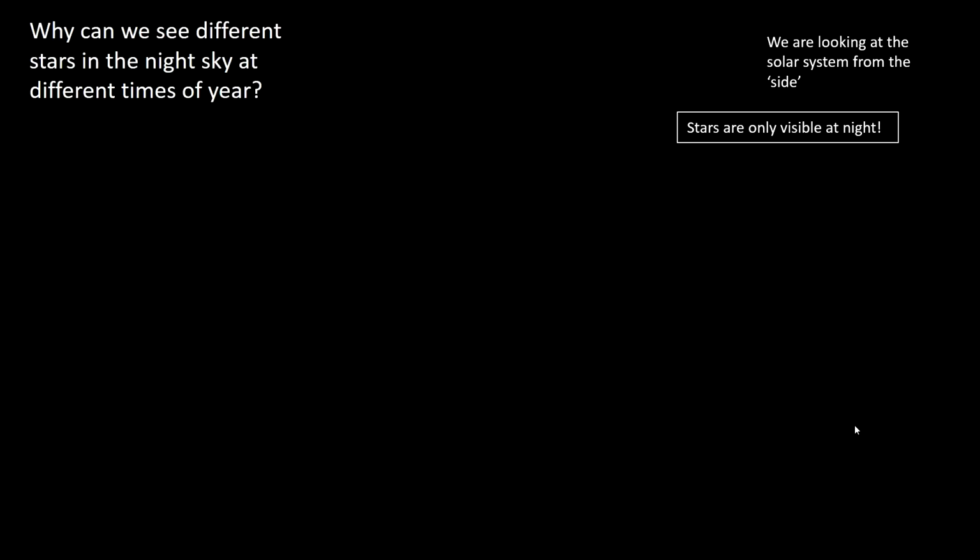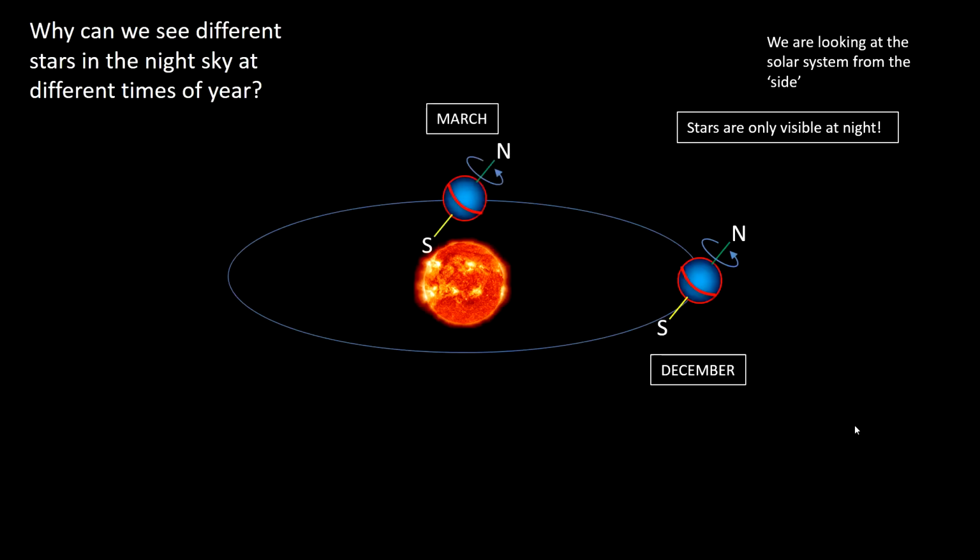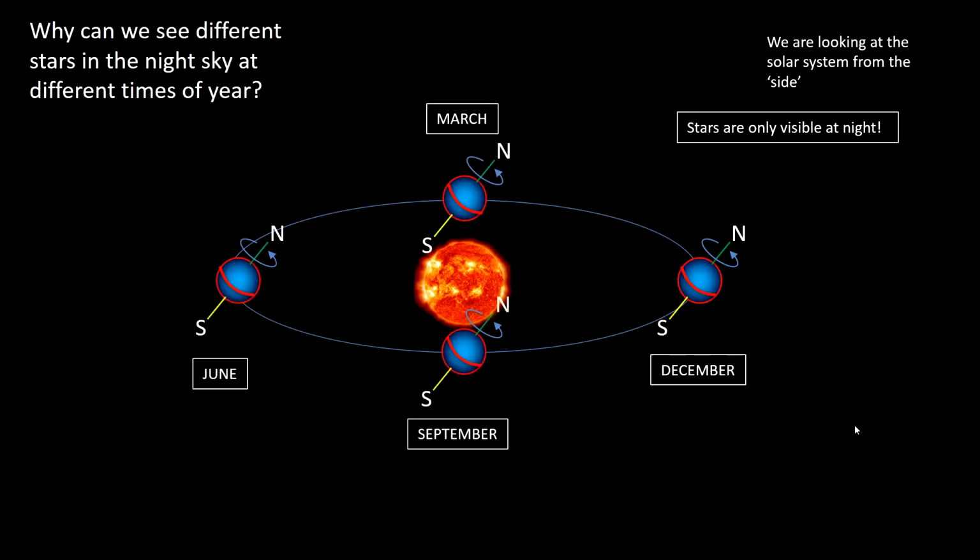And we have to remember the very important point that stars are only visible at night. And this is the crux, the most important point about why we can only see different stars at different times of year. So here's the Sun, now with the Earth's orbit viewed at least partially from the side. We can see that tilt directly now from the side. And again, we're just looking at the same situations as before. We'll look at December, March, June, and September, just like we did in the previous diagram, looking from the side rather than the top now.